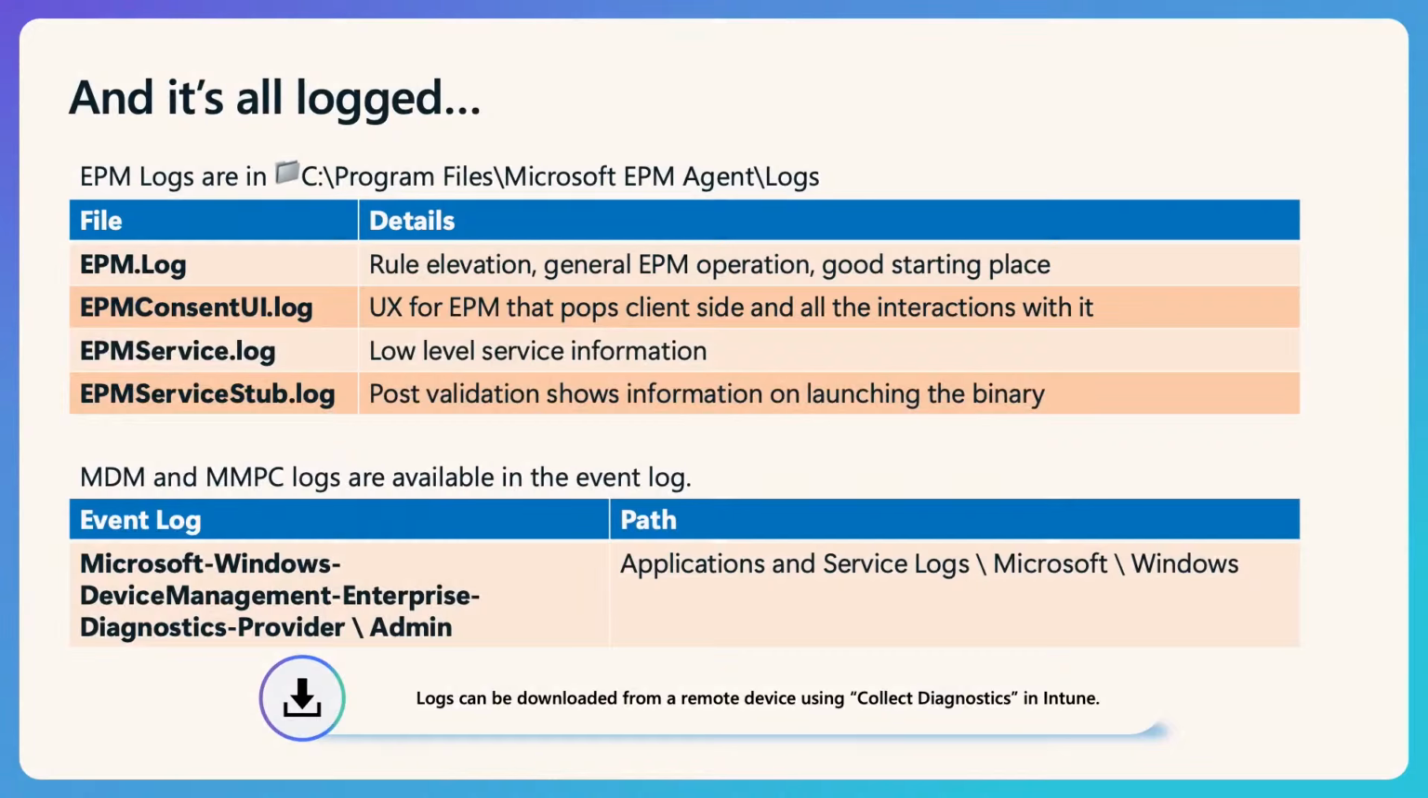In case you need to troubleshoot, we have some log locations, and we have it in the event log as well. The best thing you can do if you're trying to troubleshoot this is use collect diagnostics within Intune on the devices. Then you will get all the logs for Intune, but also the EPM logs and the event log from that Windows device. It makes it way easier to actually troubleshoot.